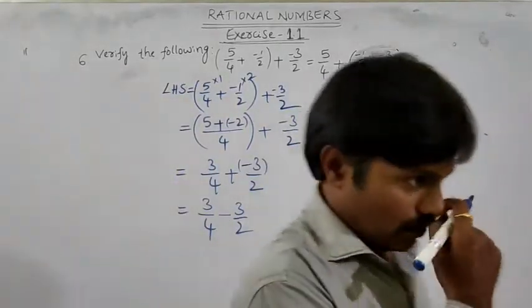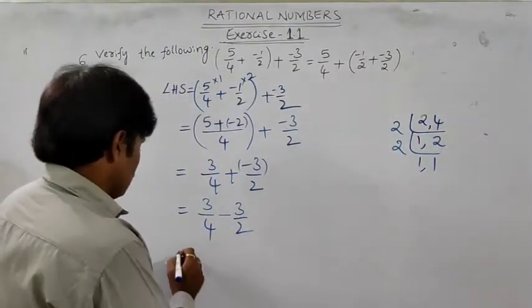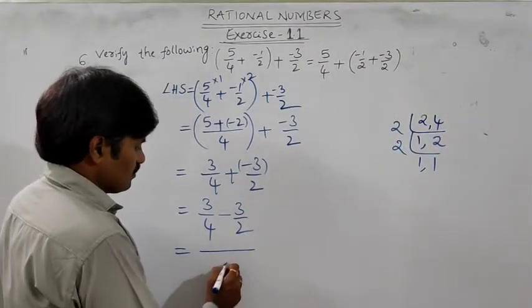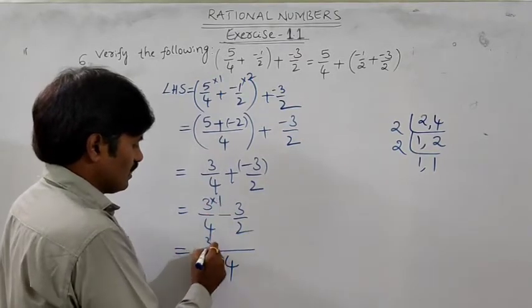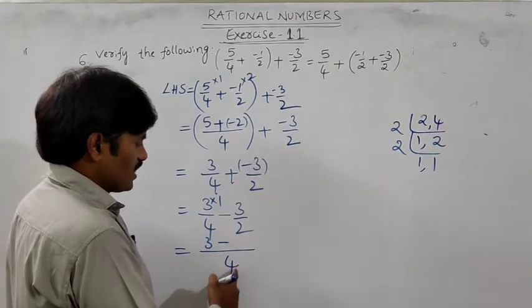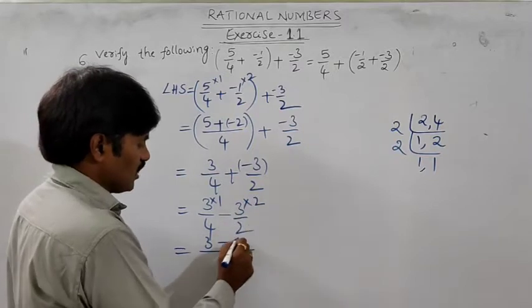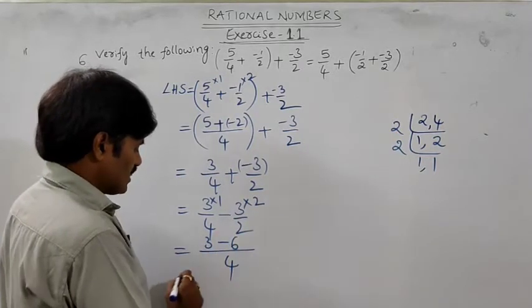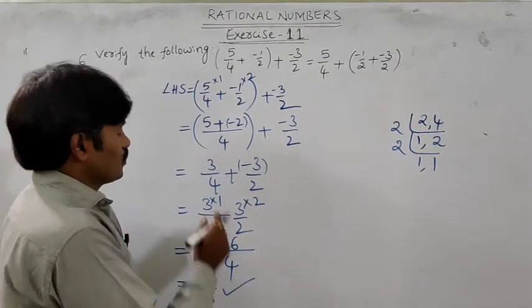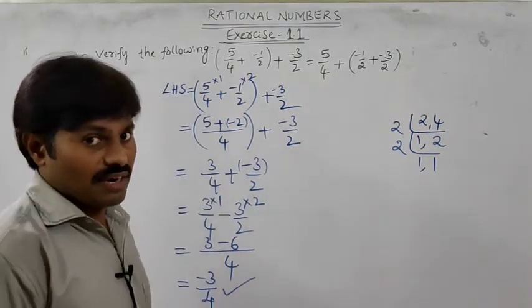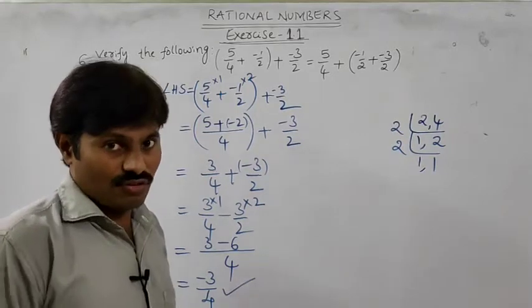So how much are we getting here? The LCM of 4 comma 2 is again 4. 4 divides 4 one time, so 3 ones are 3. Minus 2 divides 4 two times, so 3 twos are 6. 3 minus 6 we get minus 3 by 4. So by simplifying the LHS part we got minus 3 by 4.